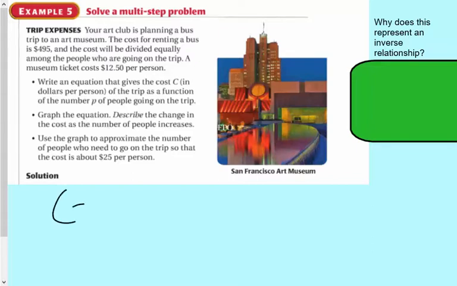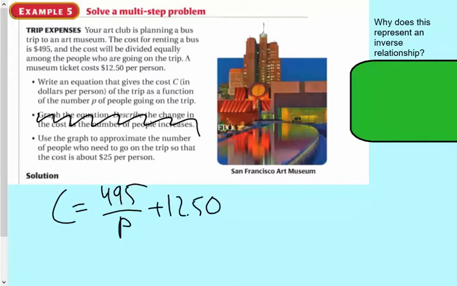So your cost is going to be $495 divided by the number of people. So the more people that go, the less the bus is going to cost. But everybody has to pay the $12.50 no matter what for the museum ticket. So there's your function, okay? And don't worry about graphing it. There's a problem in the book, don't worry about graphing it.